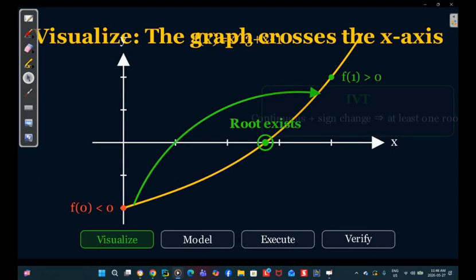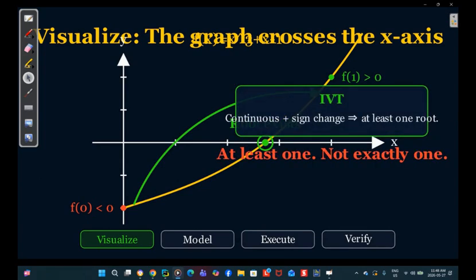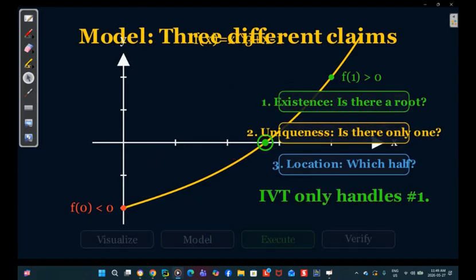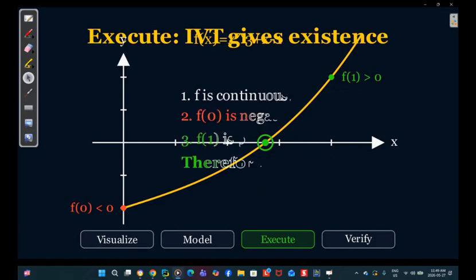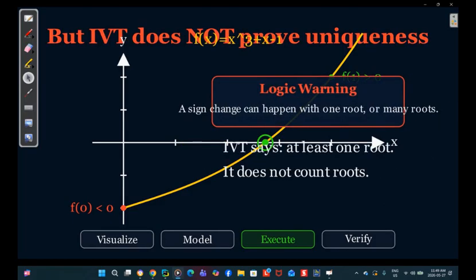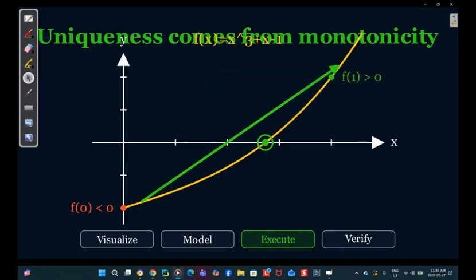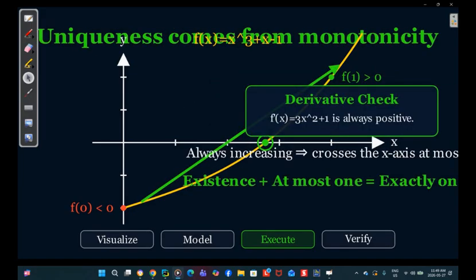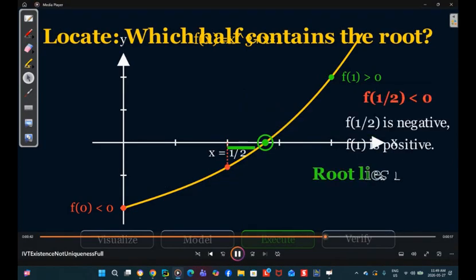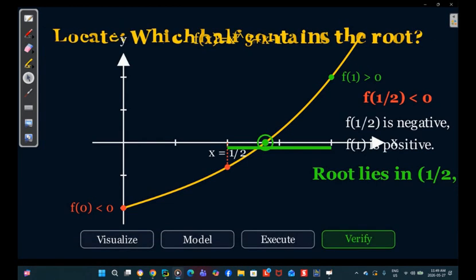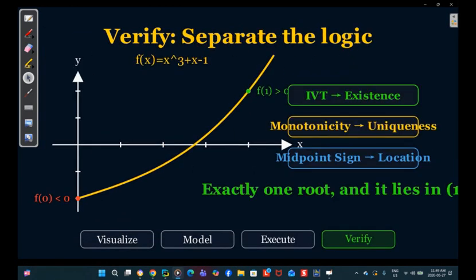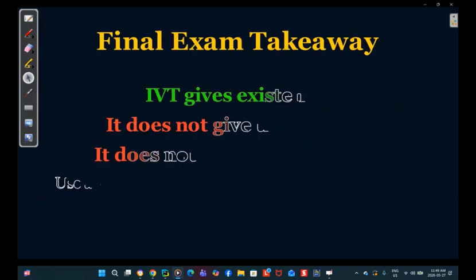The function has to be continuous, so no jumps or discontinuities, okay? And it needs to cross the x-axis, okay? That's how you're going to know if IVT is going to apply. Now the graph is going to go from negative height to positive height, as you can see here. I'm replaying the mathematical model so you can see it. So it has to hit 0 at least once, okay? At least once, not exactly once.